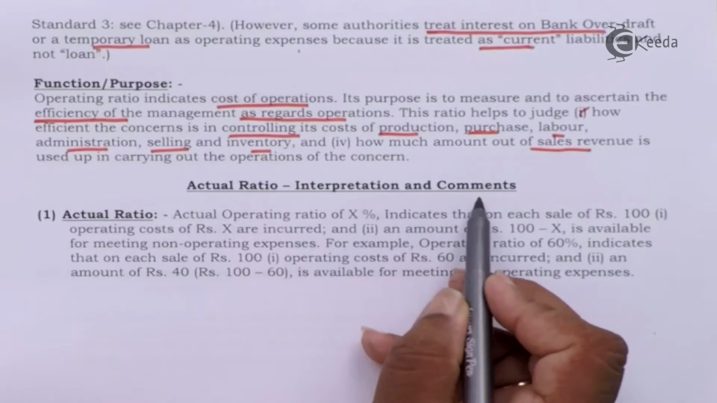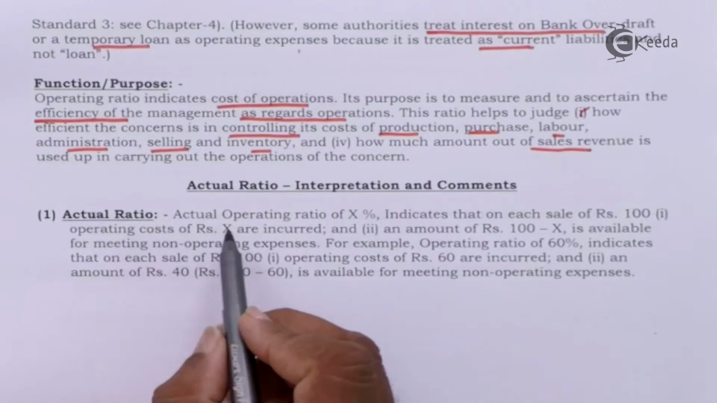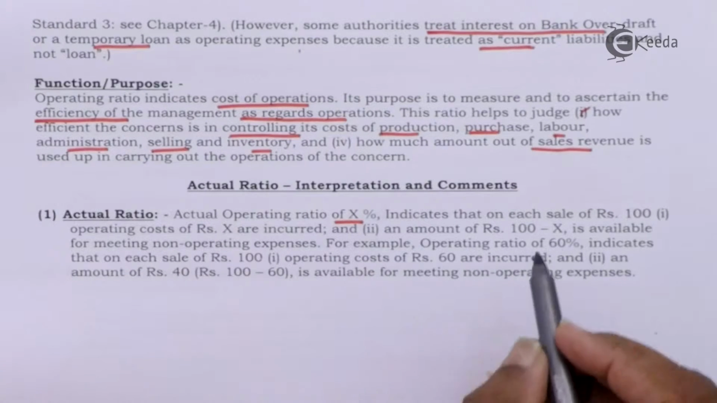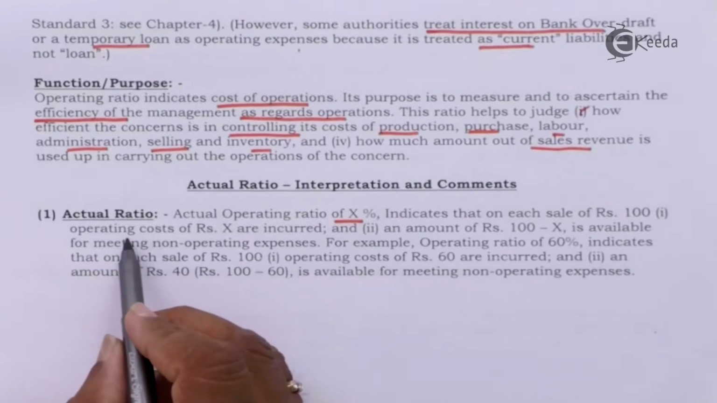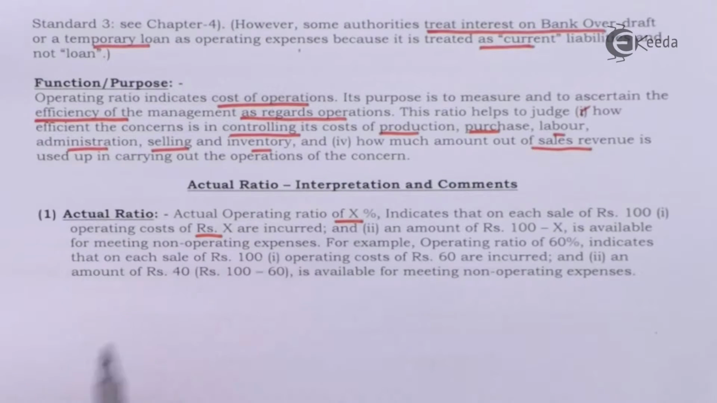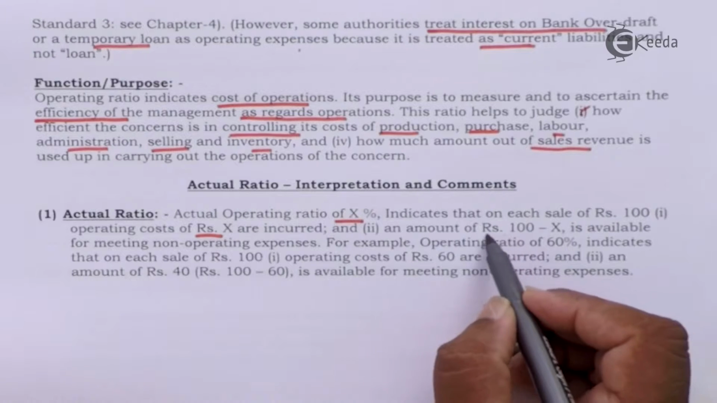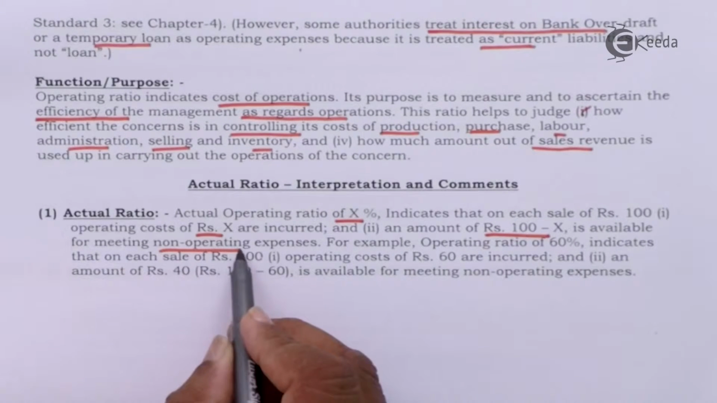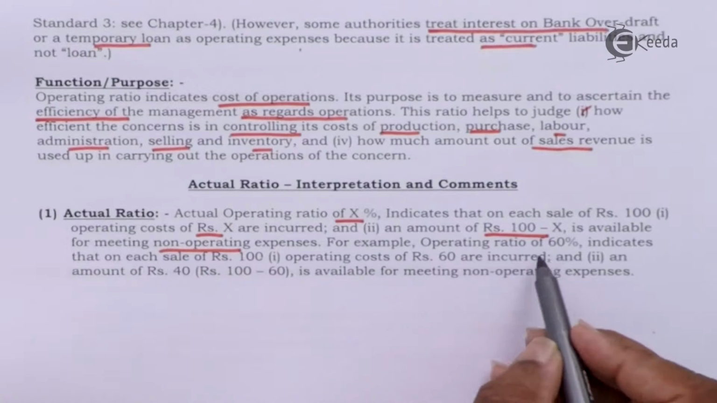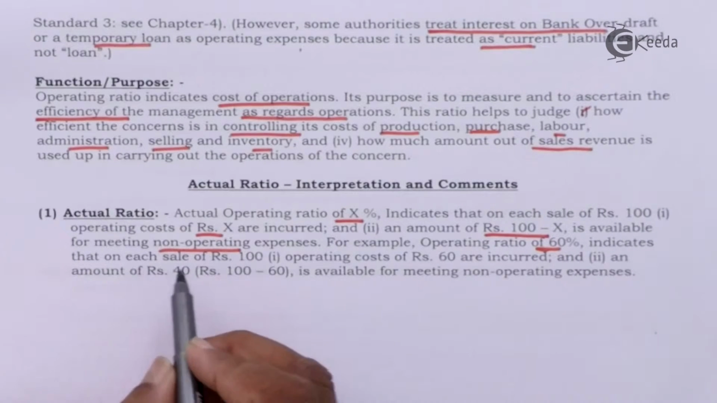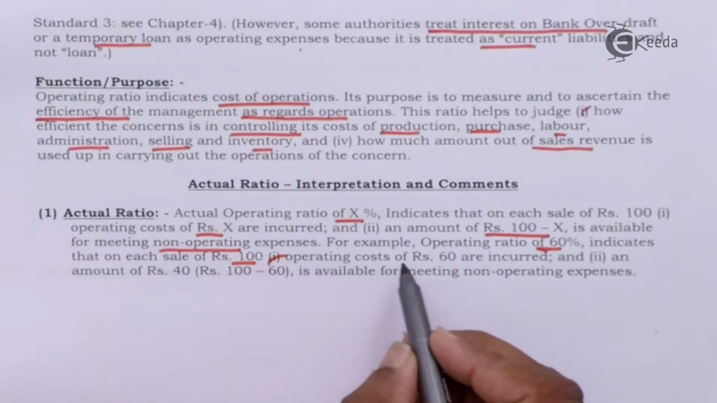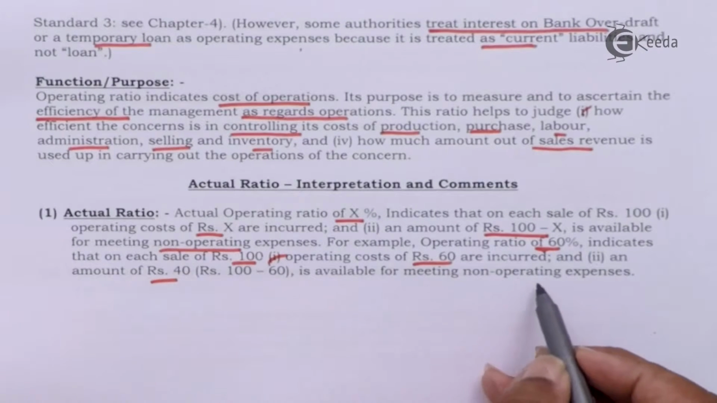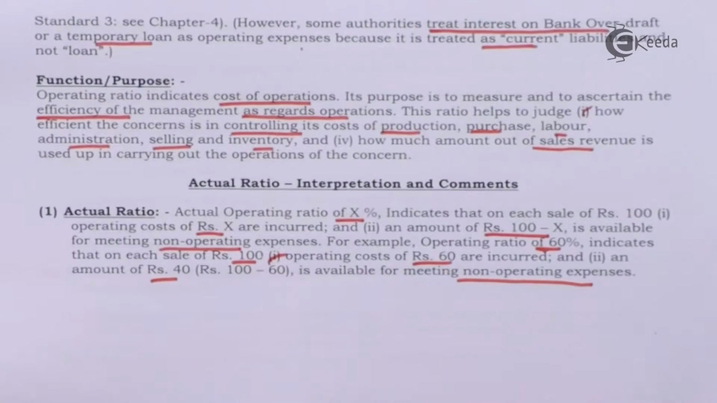Actual ratio, interpretation and comments. An actual operating ratio of X% indicates that on each sale of rupees 100, operating cost of rupees X is incurred and an amount of rupees 100 minus X is available for meeting non-operating expenses. For example, an operating ratio of 60% indicates that on each sale of rupees 100, operating cost of rupees 60 is incurred and 40 rupees are available for meeting the non-operating expenses.